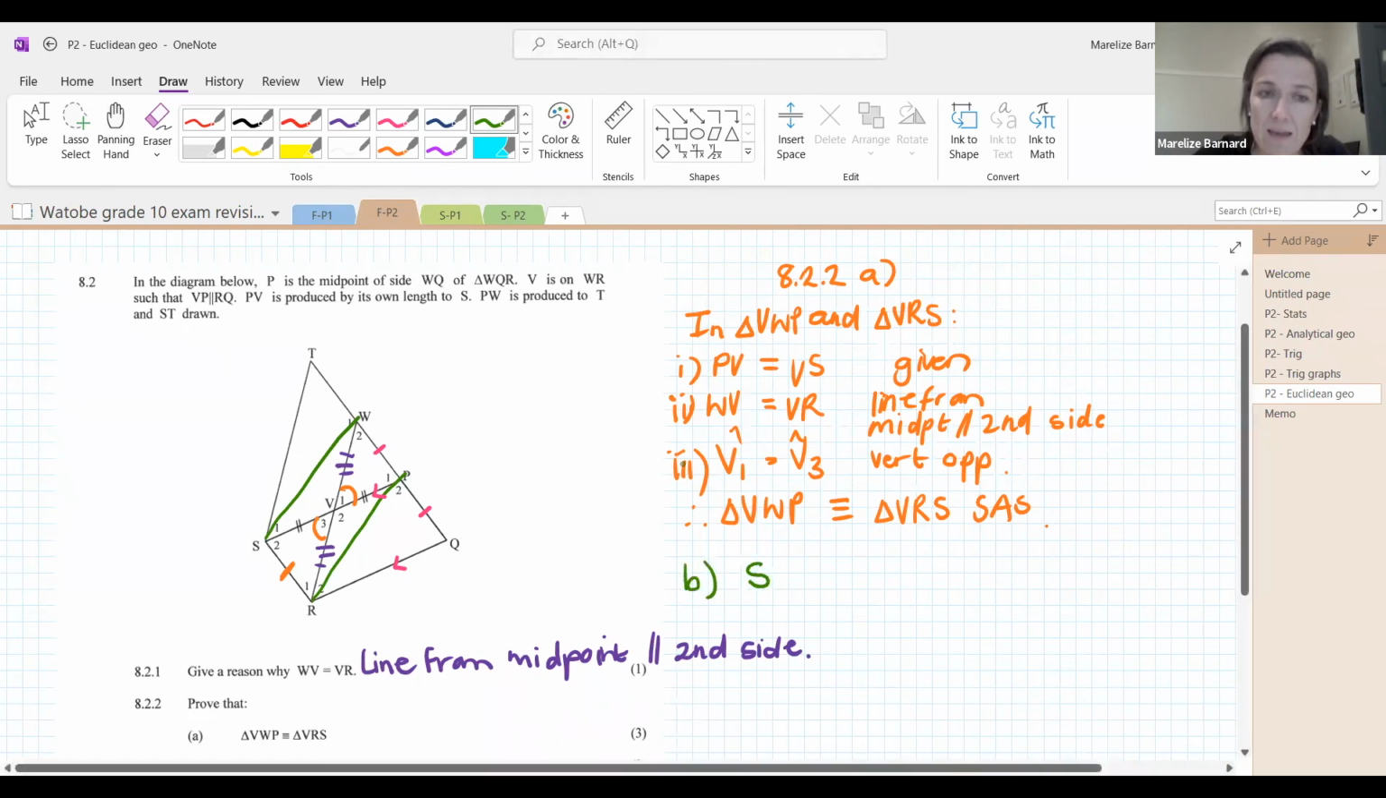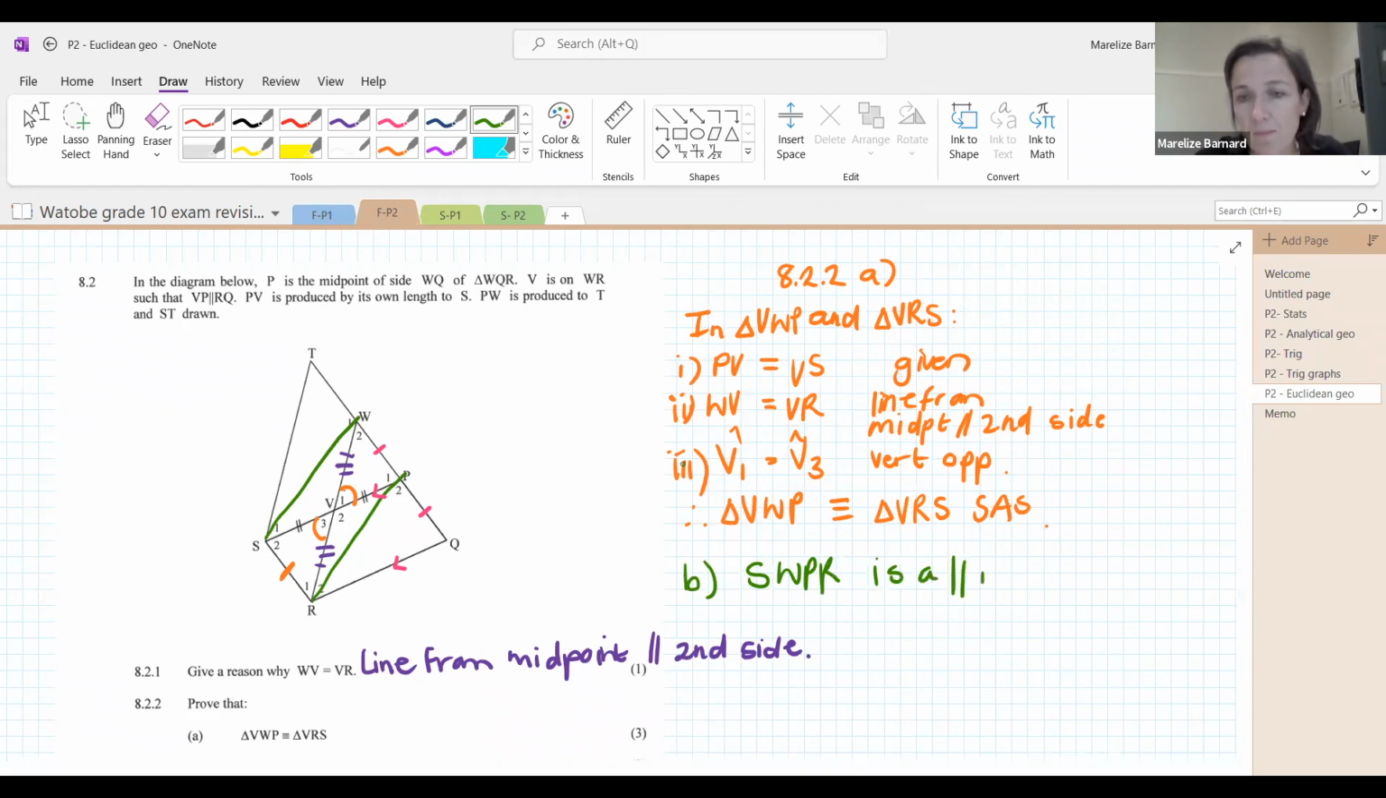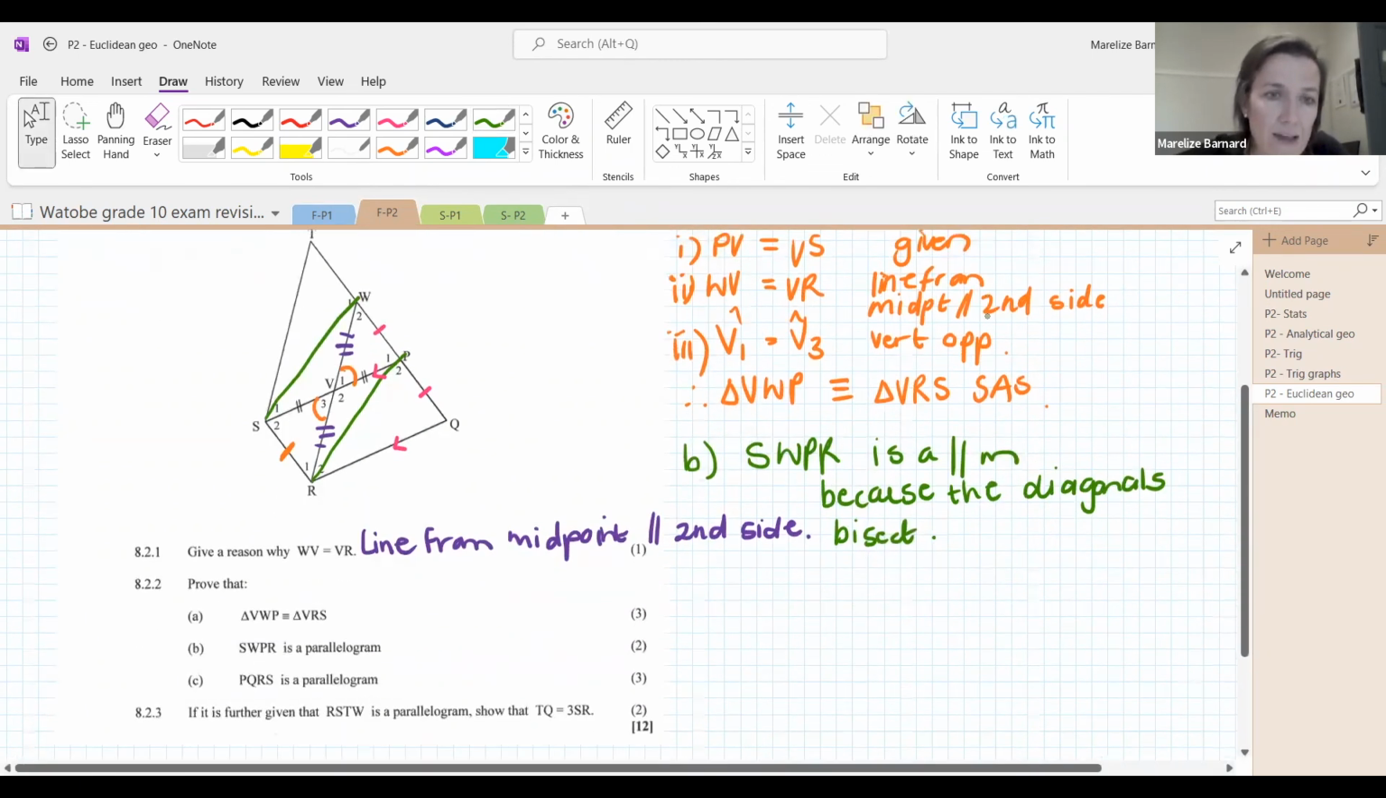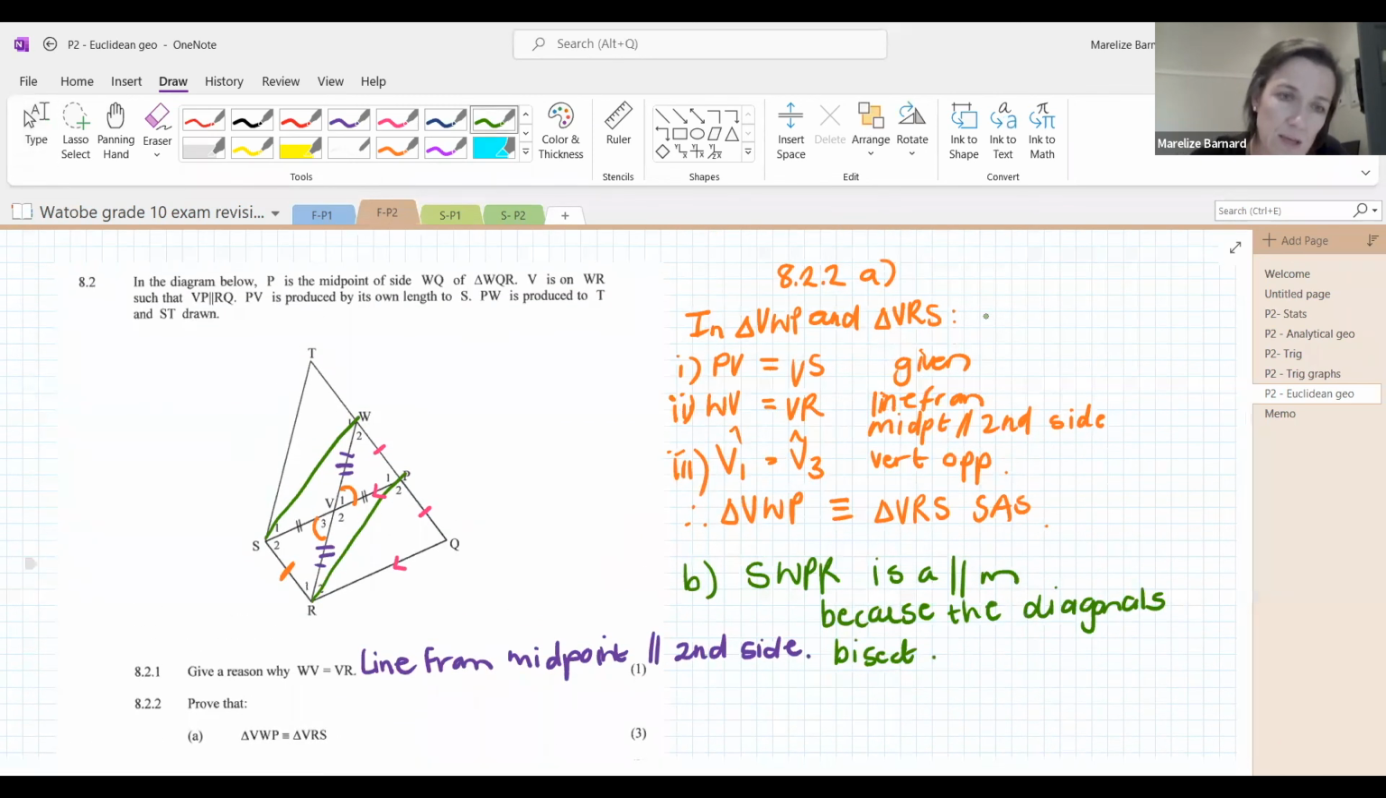So we can say SWPR is a parallelogram because the diagonals bisect. Okay, and then PQRS is a parallelogram. So PQRS is a parallelogram. Can we say that?